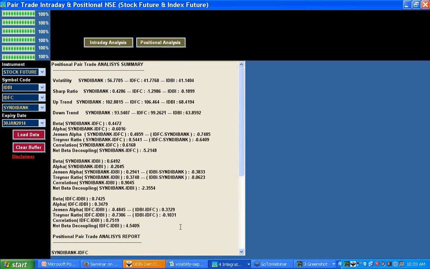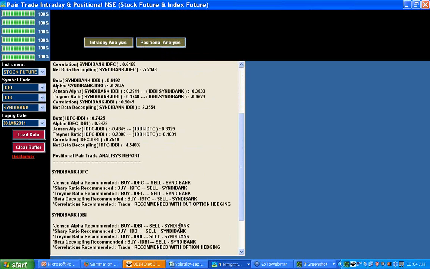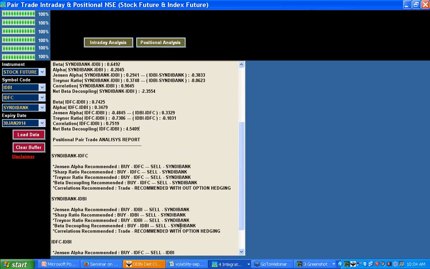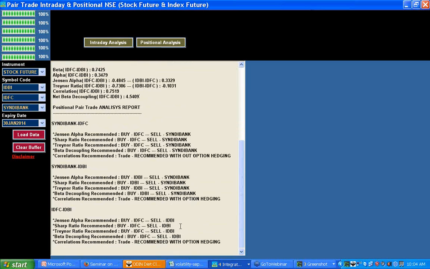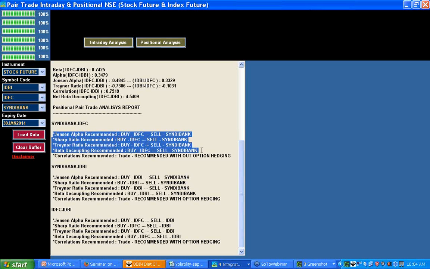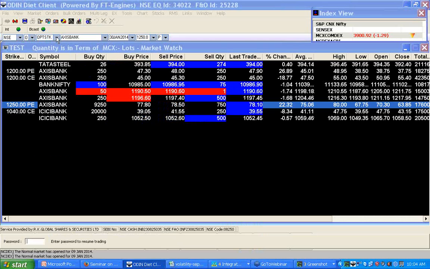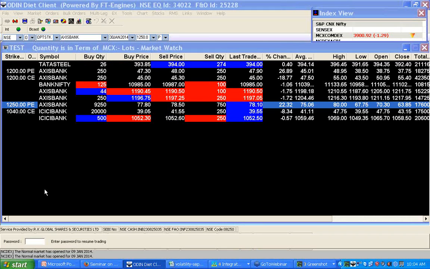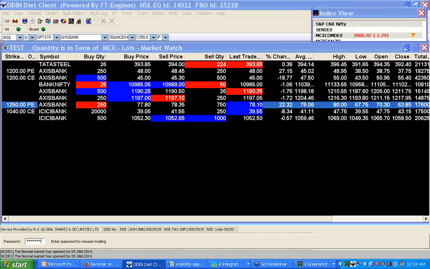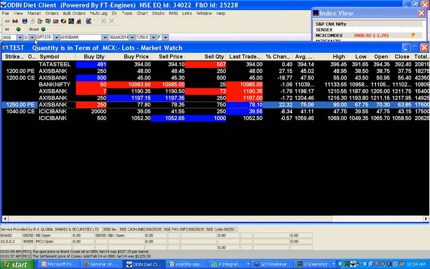Positional, let me check it. In the positional analysis, for IDFC and Syndicate I am getting a clear view. IDBI and Syndicate also I am getting a clear view. IDFC and IDBI I am getting a clear view. But here I am getting a fantastic view, Syndicate and IDFC, without option hedging. I was hunting for a pair which can give me a view without any option hedging.